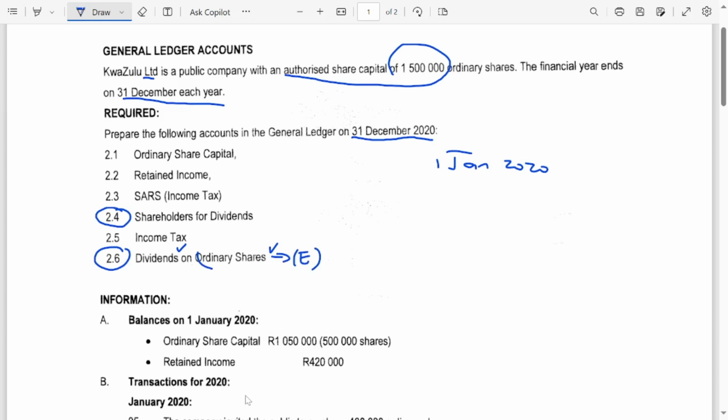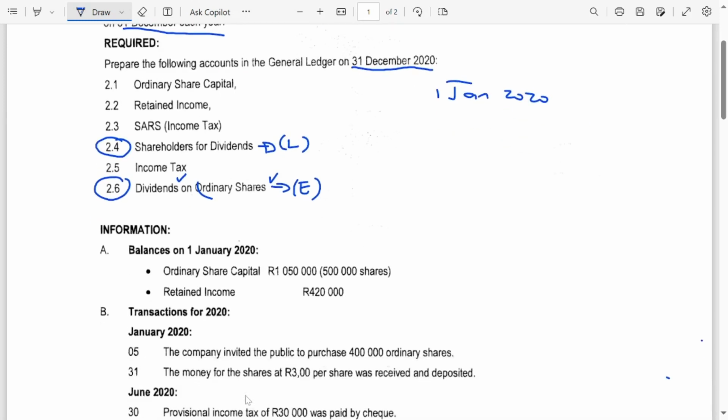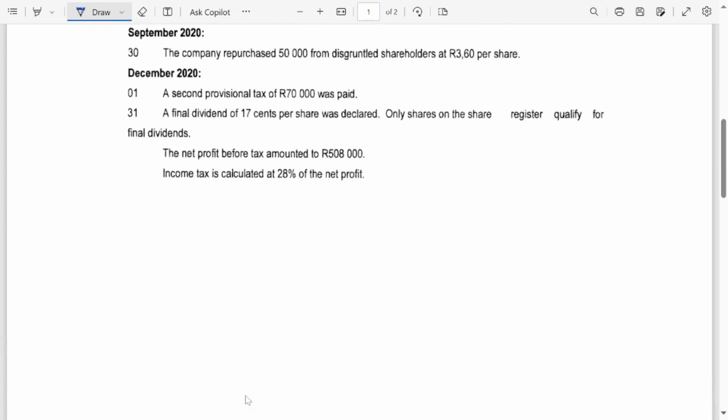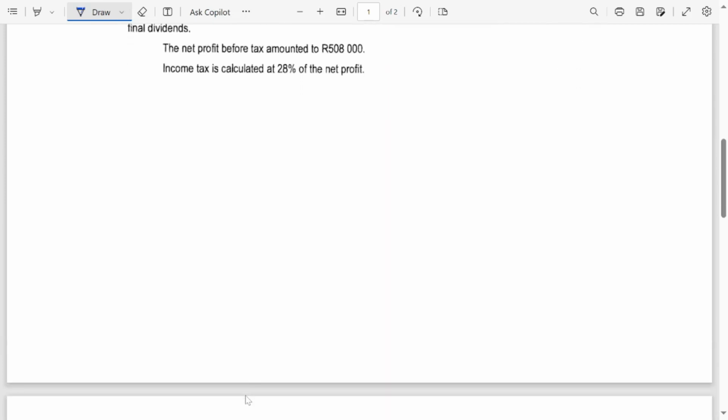Alright? And then we have the shareholders for dividend. Shareholders for dividends, these are the dividends that we are owing, or these are the dividends that we still need to pay as a business. So these dividends, they are a liability because it is a dividend that you still need to pay. Okay? Now let's go and open these accounts. Let's open these two accounts.